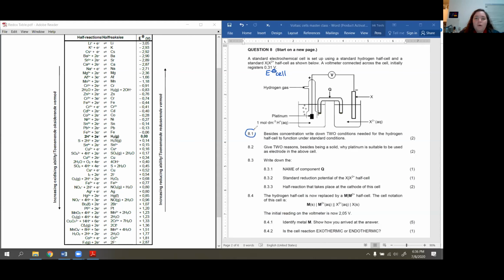So question 8.1 says, besides the concentration, write down 2 conditions needed for the hydrogen half cell to function under standard conditions for 2 marks. Please remember, be specific. And then question 8.2 says, give 2 reasons besides being a solid why platinum is able to be used as an electrode in the above cell. Please, we're not assuming that X is platinum. That one clearly we're told is platinum. So I'm going to pause just briefly for a few, well, minutes maybe, and ask you to write down your answers to those two questions. Go for it.